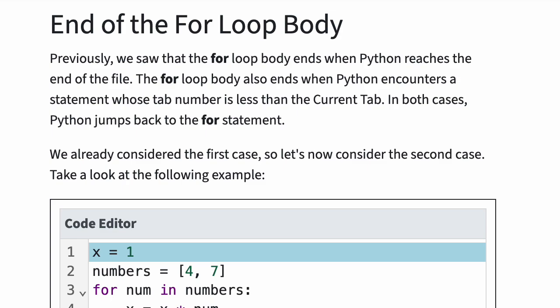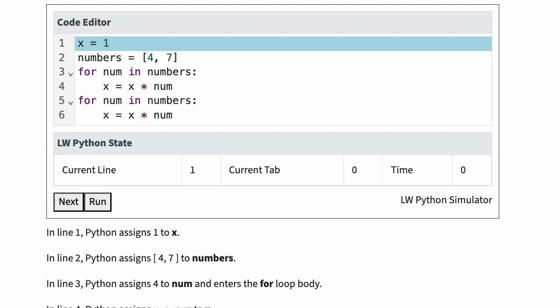Previously, we saw that the for loop body ends when Python reaches the end of the file. The for loop body also ends when Python encounters a statement whose tab number is less than the current tab. In both cases, Python jumps back to the for statement. We already considered the first case, so let's now consider the second case. Take a look at the following example.